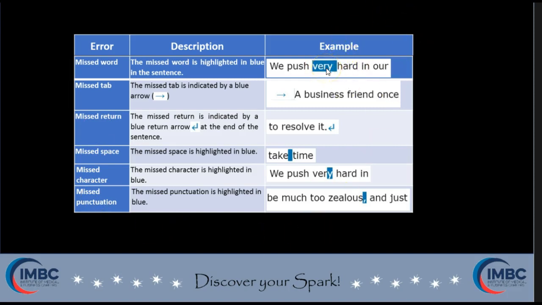So missed word, you're going to see a blue arrow for the tab. This is the symbol for the return key. If you've missed a space, it's going to be highlighted. The space will be highlighted in blue. If you missed a character, you're going to see that character highlighted in blue, and then punctuation highlighted in blue. So anything missed, the key is going to show that in blue.